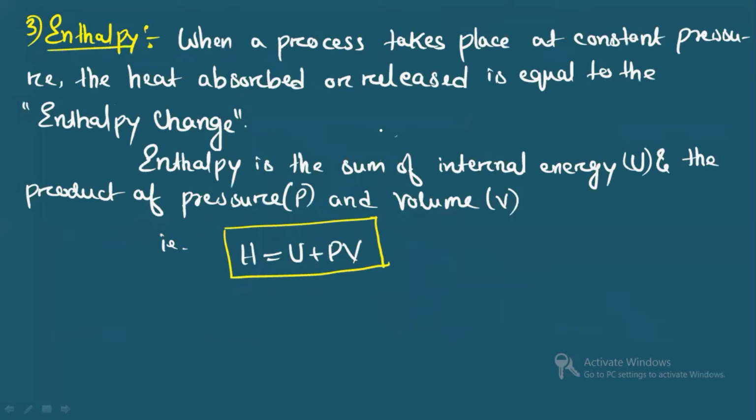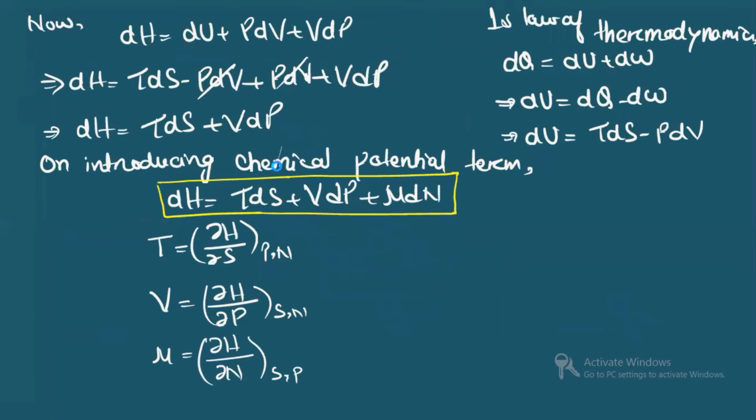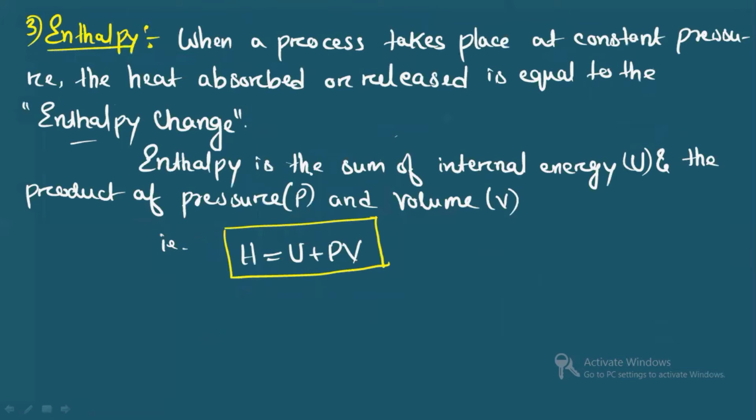Next, you see enthalpy. When a process takes place at constant pressure, the heat absorbed or released is said to be the enthalpy change. We will see this in the later part. First, let's see what enthalpy is. Enthalpy is the sum of the internal energy and the product of pressure and volume. H equals U plus PV.